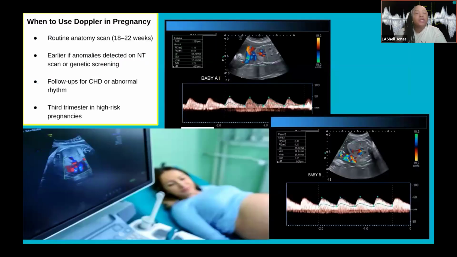All right. Now, when are you going to use the Doppler during pregnancy? First and foremost, routinely, you're going to use it at the 20-week scans, whether that's at the start of 18 weeks to 22 weeks. So your routine fetal anatomy scans, you want to use Doppler. We use Doppler at the first trimester screenings. So we're starting there. And in cases for a follow-up for congenital heart defect, or if you notice there was an abnormal heart rhythm. And then in some cases, you'll use it in the third trimester in those high-risk pregnancies.